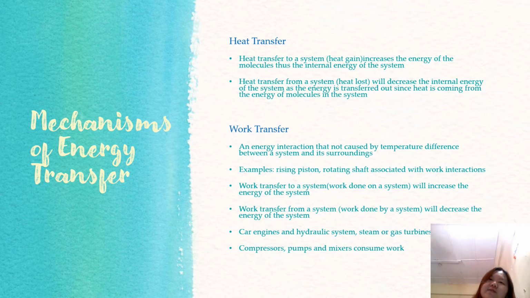Next is the work transfer. An energy interaction that is not caused by temperature difference between a system and its surroundings is called work transfer. Examples are a rising piston and a rotating shaft associated with work interaction. Work transfer to a system, or work done on a system, will increase the energy of the system, while work transfer from a system, or work done by a system, will decrease the energy of the system. Car engines, hydraulic systems, and steam or gas turbines are some examples that produce work, while compressors, pumps, and mixers consume work.